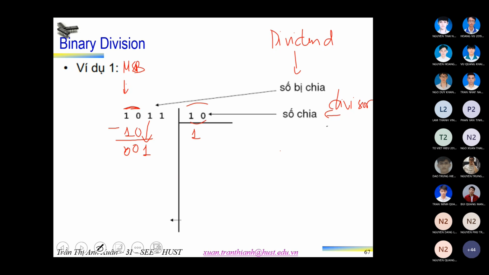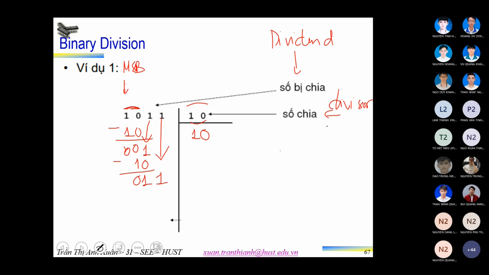That means we take a group from the dividend and then subtract the divisor. For this case, we can see that the group of the dividend is less than the divisor. So we write 0 on the quotient. And we do not perform this subtraction. We still keep the group of the dividend here. Okay. And then we get 1 more bit from the dividend here.